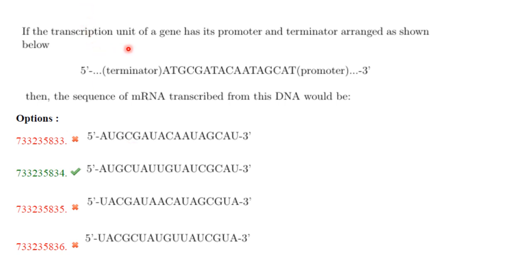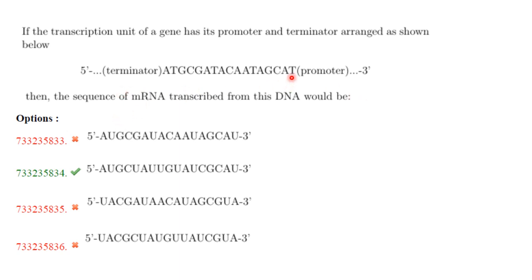Then, if the transcription unit of a gene has its promoter and terminator arranged as shown below, then the sequence of mRNA transcribed from this DNA would be... So, the promoter sequence defines the direction of transcription and indicates which strand will be transcribed. Moreover, the promoter region contains the recognition site for RNA polymerase. So, it is at this region that the RNA polymerase will bind, and it will start synthesizing the mRNA in this direction, that is 5' to 3' direction.